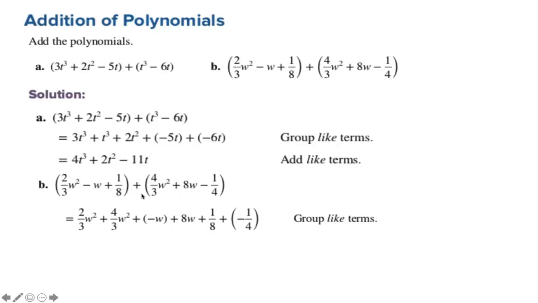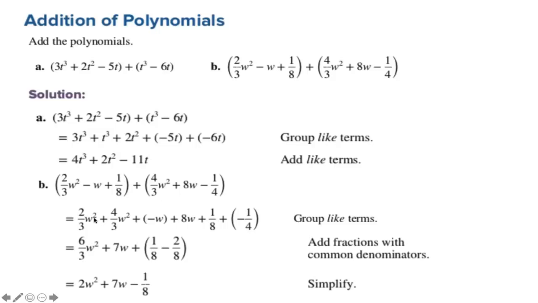Same thing here: we combine the w squared terms, so 2/3 plus 4/3. Then I can combine the w terms, and then the constant terms. So 2/3 plus 4/3 is 6/3, which is 2. And then the linear term, negative w plus 8w, is 7w. And then we combine the constant terms to get negative 1/8.